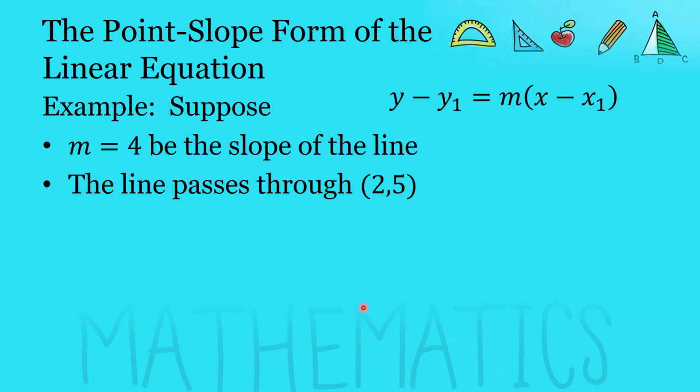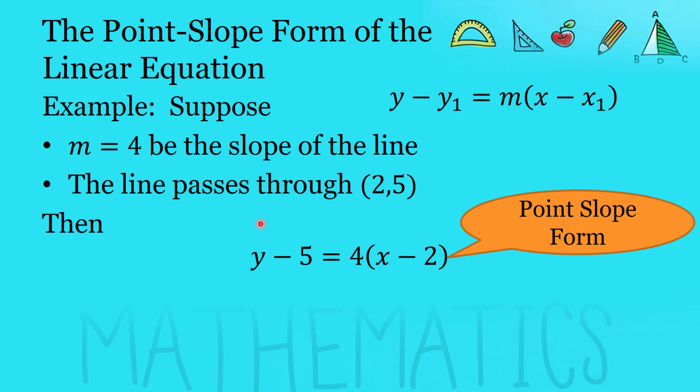So let's look at this in terms of an example. Suppose that we have a line, and we know that its slope is 4, and we know it passes through this point, 2, 5, where the x-coordinate is 2 and the y-coordinate is 5. Well, once we have these things, we can immediately write down the equation for the line in point-slope form. It's going to be y minus y1, which in this case will be 5, and that's going to be equal to the slope, which is 4, times the quantity x, which is again our variable, minus x1, which in this case happens to be 2.